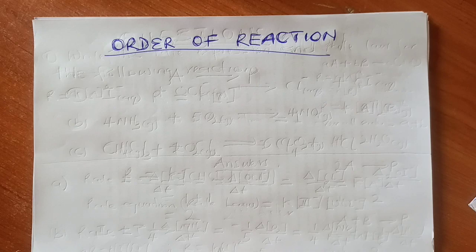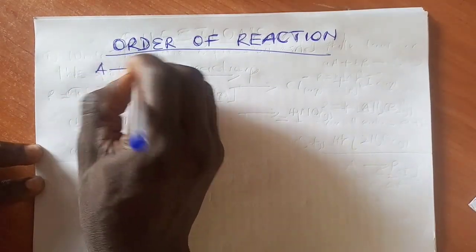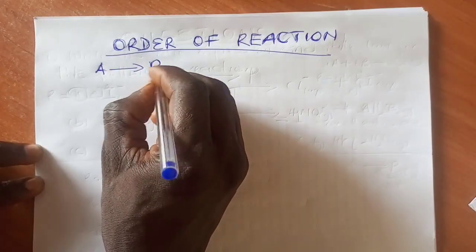of reaction. Understand that the rate law is determined from the experimental point of view. The rate law of a reaction is determined experimentally and cannot in general be inferred from the chemical equation for that reaction. Please note that, and it is very important you understand that. So for order of reaction, if you have a reaction A to give you P, how do you write the rate law?